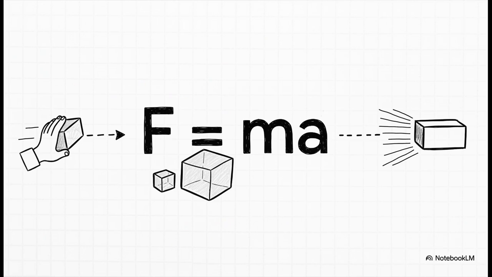Let's just take a second to focus on that second law. Force equals mass times acceleration. F equals ma. This simple, incredibly elegant equation is the absolute key. It tells us that the heavier something is, the more mass it has, the more force you're going to need to get it moving. It's really the mathematical heart of all classical mechanics.